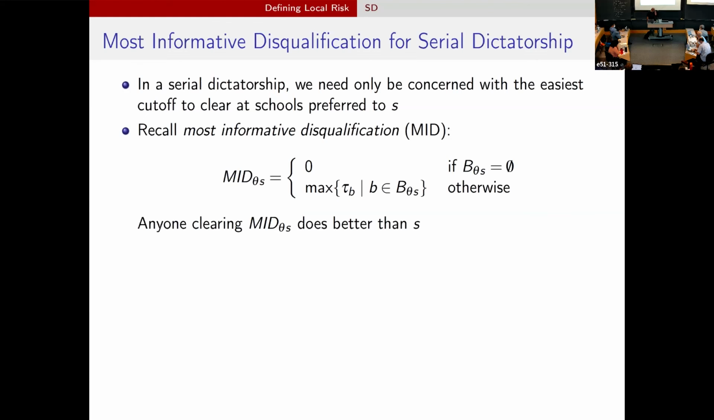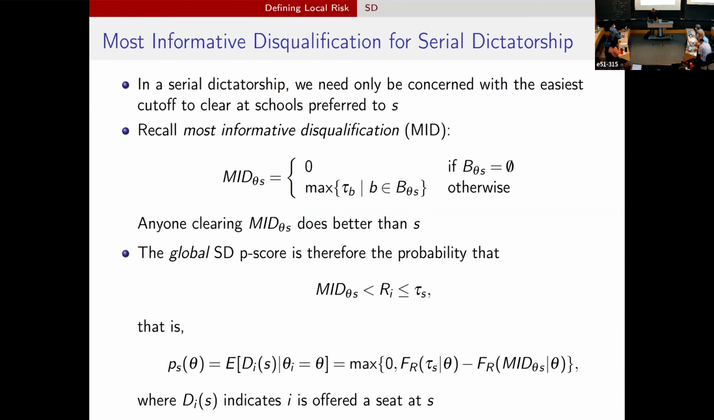When we have a serial dictatorship, the notation becomes a little bit simpler. I can take my formula for the MID from a second ago, and I only have these two cases. The first case is the MID is 0. That's no truncation. That will happen when I have no school that I prefer to school S. In any other case, the MID is simply going to be the most forgiving cutoff, that is, the highest cutoff of any school that I prefer to school S. So that's the max of tau_B, where tau_B is the cutoff at school B for any B in my better-than set, any school B that I like better than school S. That's what the MID is when we have no priorities.